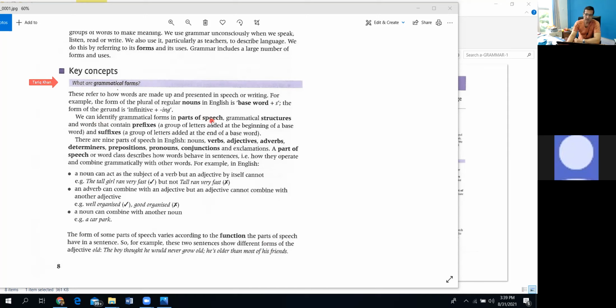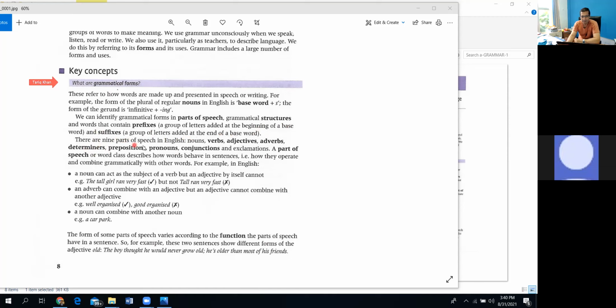First of all, some of you may know parts of speech, and you might have taught it. Parts of speech, grammatical structures and words that contain prefixes. Prefixes, you know, usually we do these prefixes and suffixes with the children in school. A prefix is a group of letters added at the beginning of a base word. And suffixes, what's that? A group of letters added at the end of a base word.